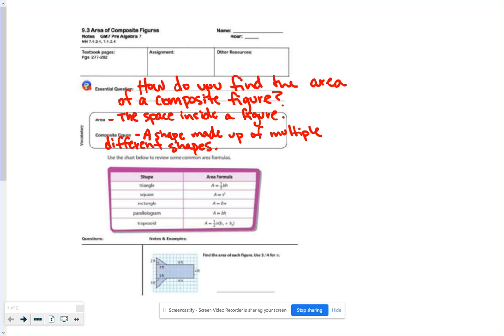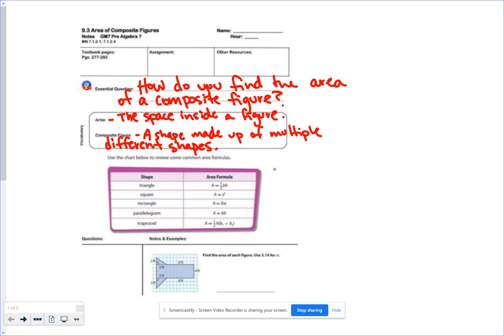Composite figures, what are they? They are a single shape that's made up of multiple different shapes. So even if you look down here, you can see we have this rocket-looking figure. It is made up of three different shapes, two little triangles and a big rectangle.